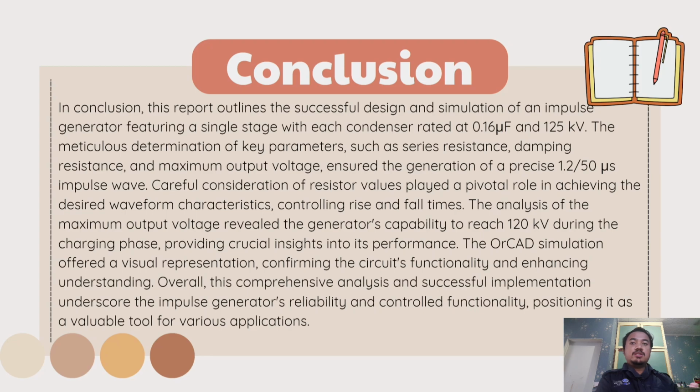So in conclusion, this report outlines the successful design and simulation of an impulse generator featuring a single stage with each condenser rated at 0.16 microfarad and 125 kV. The meticulous determination of key parameters such as series resistance, damping resistance and maximum output voltage ensure the generation of a precise 1.2 over 50 microsecond impulse wave.